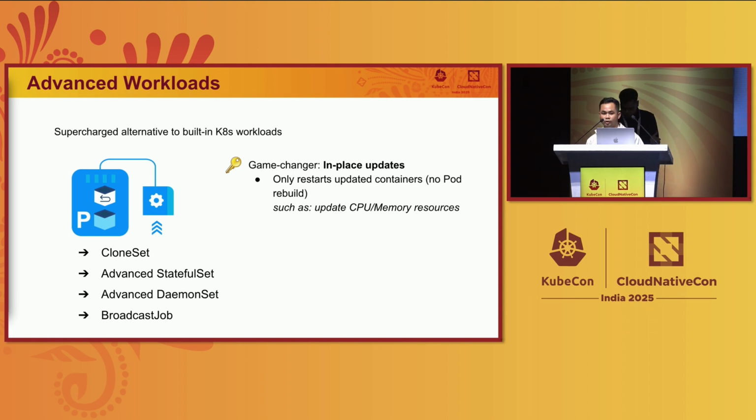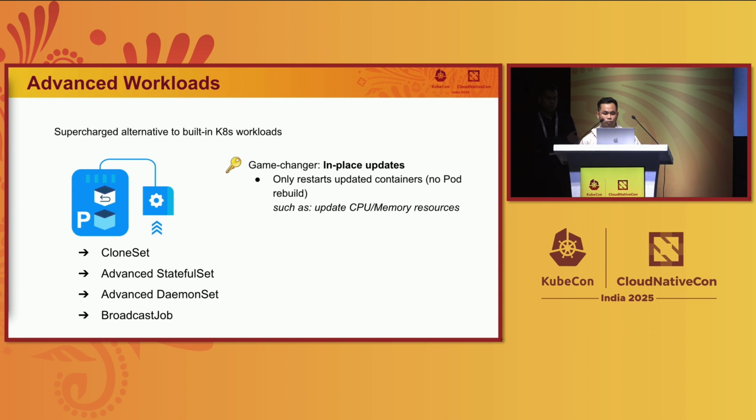So the first one is advanced workloads. It's a supercharged alternative to built-in Kubernetes workload objects. For example, CloneSet, Advanced StatefulSet, and then there is Advanced DaemonSet, and then BroadcastJob. And most of them not only support the basic features, but also advanced capabilities, like in-place update, configurable, and scalable upgrade strategies. And it also comes with some parallel operations.